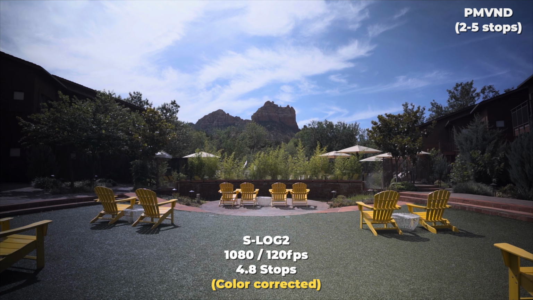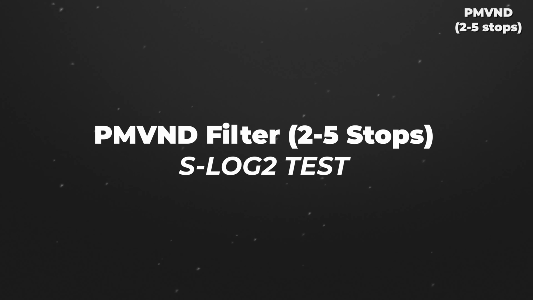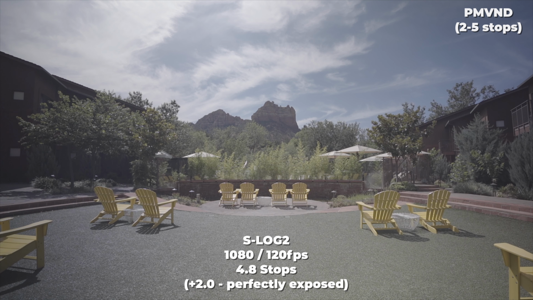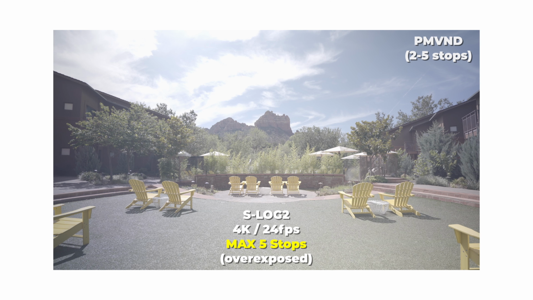All right, guys, I'm in Sedona right now at a beautiful hotel, and we have a gorgeous view of the Red Rocks in the distance. It's around 10 a.m., so it's pretty bright out, and it's perfect to test this variable ND. I already noticed that this 2 to 5 stops isn't enough if you normally shoot in S-Log2 and would want to shoot in 4K 24 frames per second, because at 5 stops it's still really overexposed.